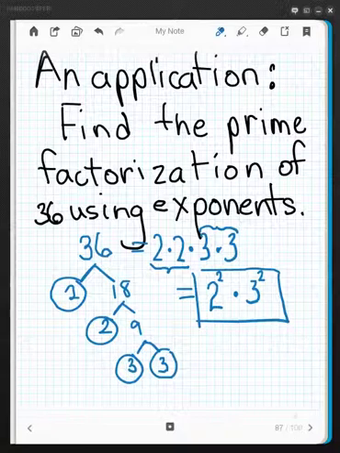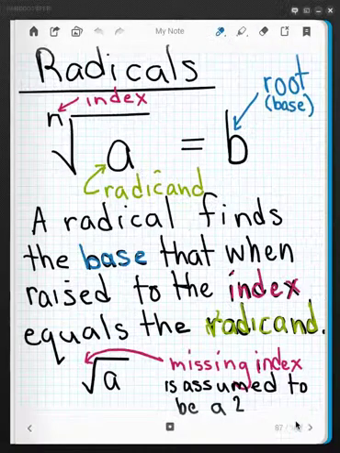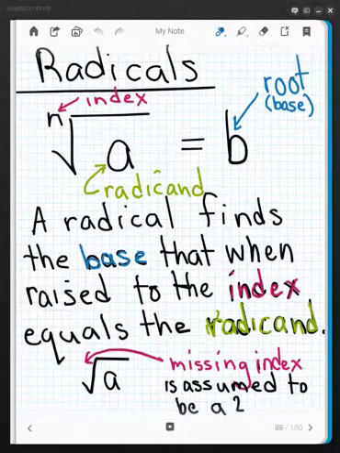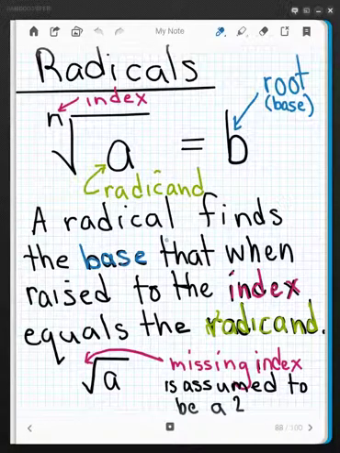And that's a good place as an application. Next, we're going to talk about radicals, and I think I'm going to leave this for the next video, but radicals are related to exponents because they undo an exponent.